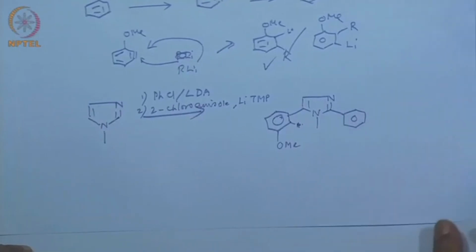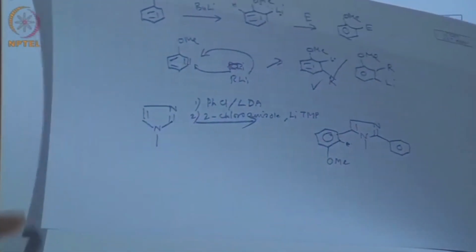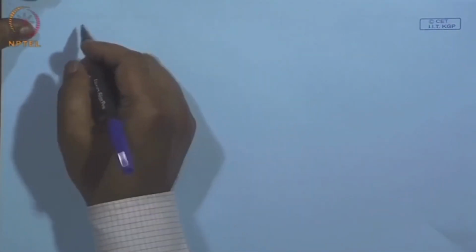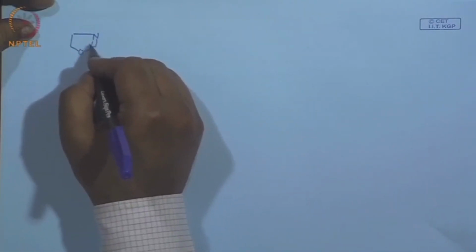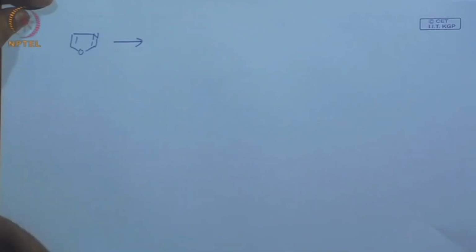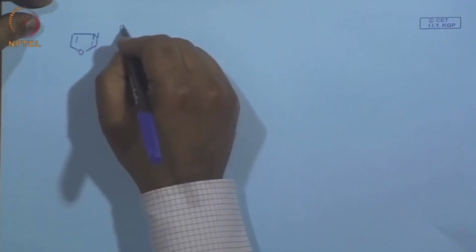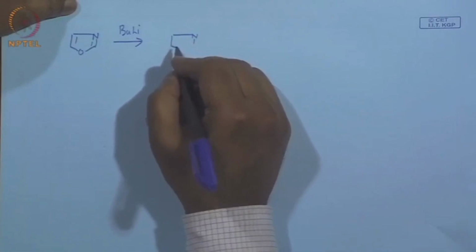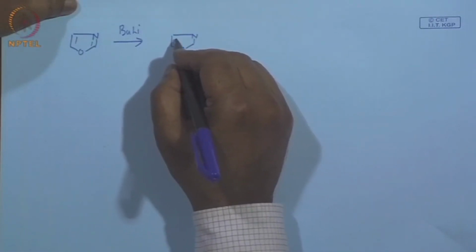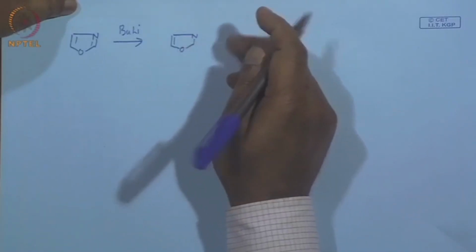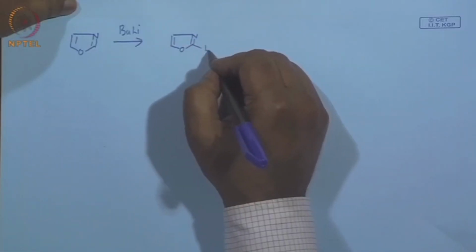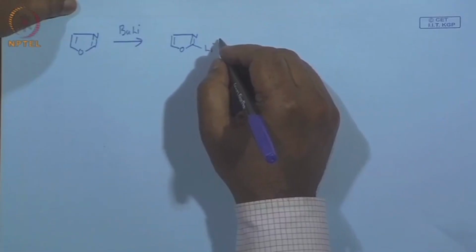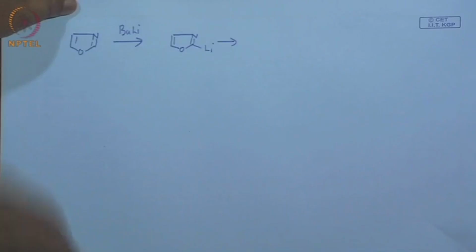Now, let us look at the oxazole case. What do you expect? Lithiation, fine. At which position? Now we know the nomenclature. 2 position, fine, 2 position, right. What next?